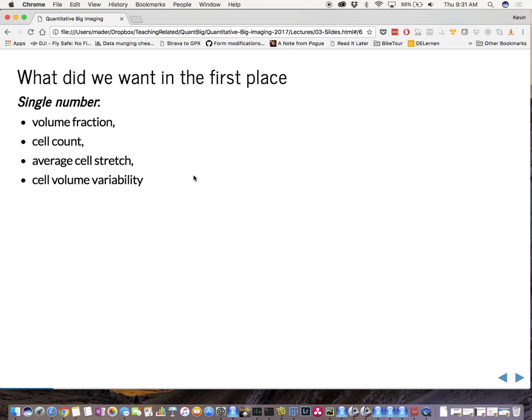And so if we look, what did we want in the first place? Usually it's something like a volume fraction, bone mineral density in the case of bone, the number of cells that you have, how stretched the cells are, the cell volume variability, but ultimately all of the things that we're interested in are single numbers. There might be a collection of single numbers for something like, if you have cells, you want to know what the volume of each cell is, but ultimately you're trying to turn all of this complicated image data into a single number. And so this is a huge amount of compression that you're doing because all you want is one number and you start off with all of this data.